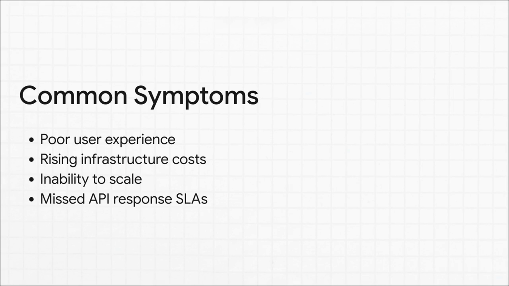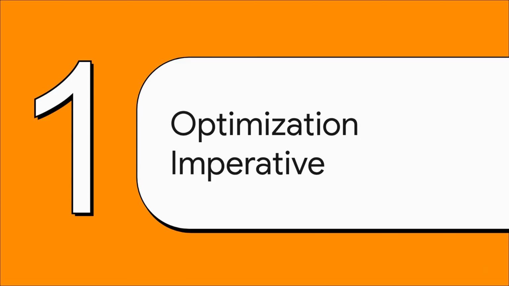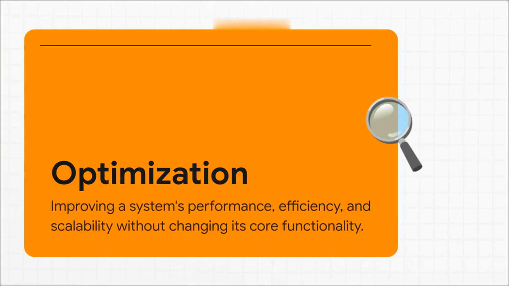And here's the real kicker. You're starting to miss those super important API response time SLAs. And let's be real, these aren't just tech problems, are they? These are business problems. And that's exactly why we need to talk about what I call the optimization imperative. This isn't just about making a few little tweaks here and there. No, this is a core part of our job as professional developers. It's a must-do.